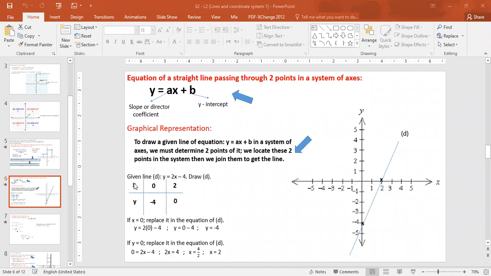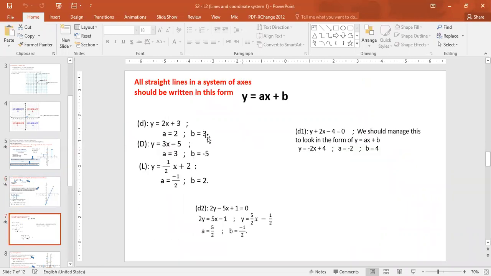In this table, we should put two values, x and y. I should choose any value for x and get it for y, any value again for x and get it for y, or in the opposite, I can take any value for y and get its value for x. What am I doing in this table? I'm determining 2 points of the line, because after determining any 2 points, we simply join them and we get the straight line. This is what we said yesterday, right? Now I will do this practice with you. So we said all straight lines in a system of axes should be written in this form. Any straight line given in a system of axes should be written in the form y equals ax plus b. Now I want to ask Yara. Yes, Yara.